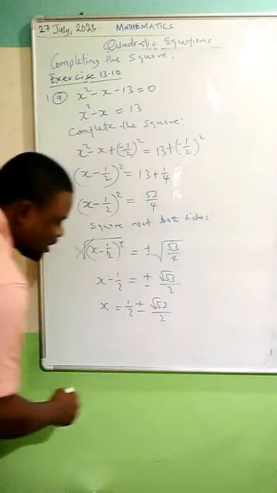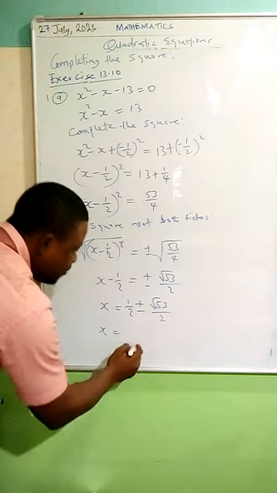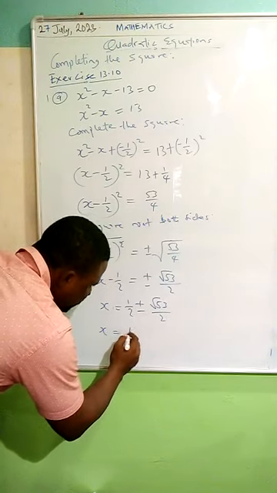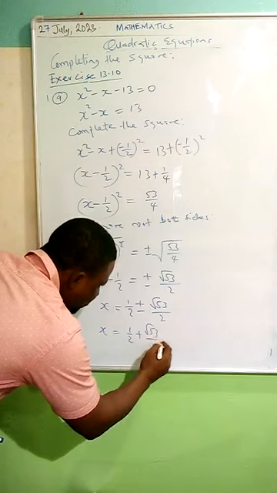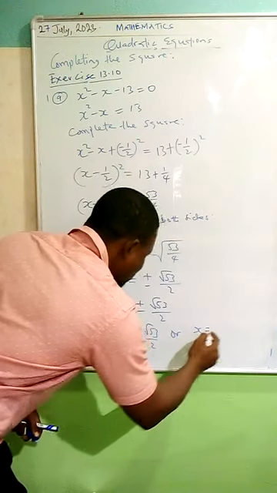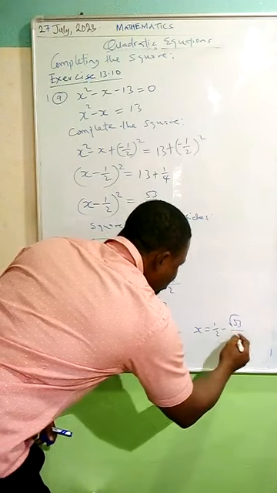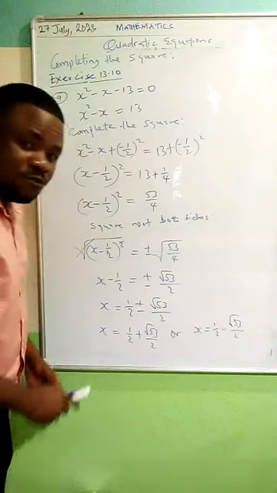Is that okay? I can simplify further to give me x. The denominator is the same, so I can have x is equal to 1 over 2 plus the square root of 53 over 2. Or, I'll have that x is equal to 1 over 2 minus the square root of 53 over 2. So the first is for the positive and the other one for the negative. Is that okay?